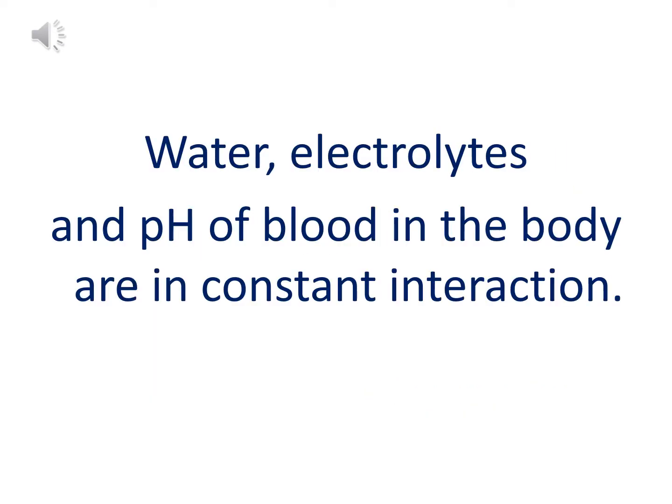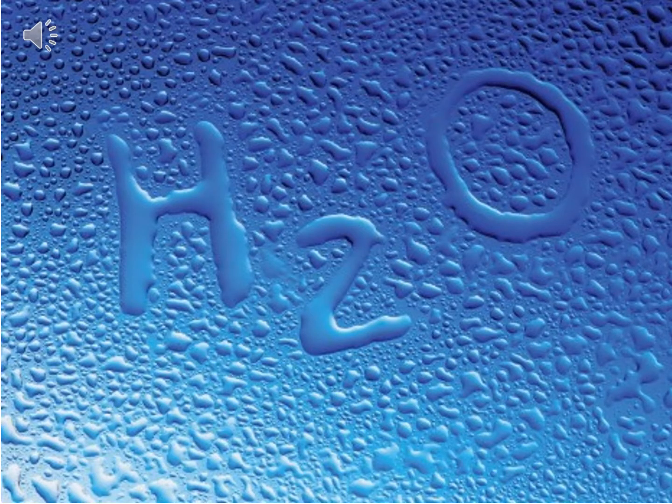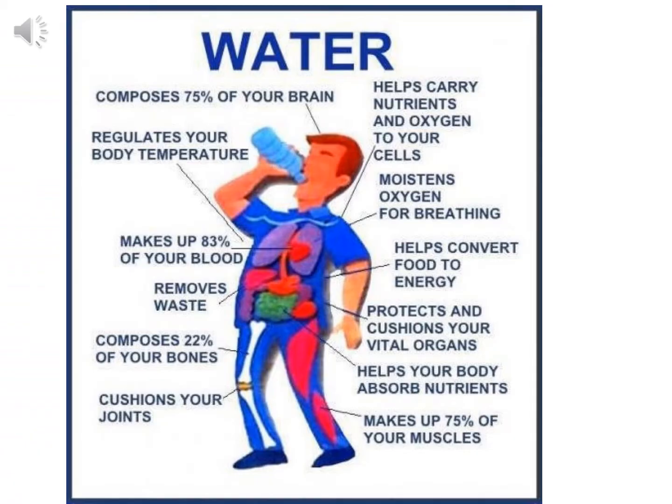From your anatomy and physiology classes, you remember that water, electrolytes, and blood pH in the body are in constant interaction. Water takes one of the most important parts in the body. Water carries nutrients and oxygen to cells. It moistens oxygen for breathing. Also, water helps convert food to energy, protects and cushions vital organs, helps the body absorb nutrients, makes up 75% of muscles and 83% of blood, cushions joints and removes waste, composes 75% of the brain and regulates body temperature.